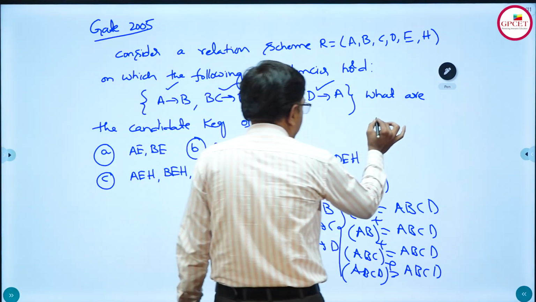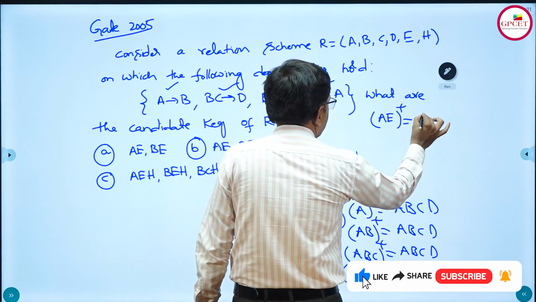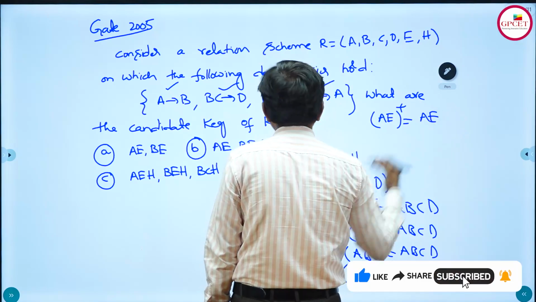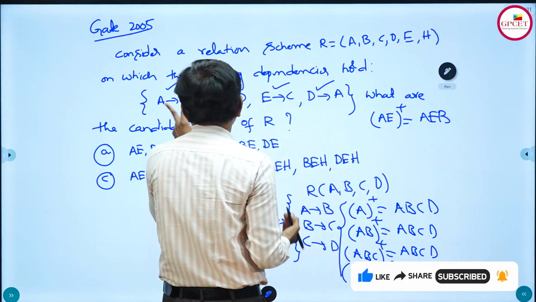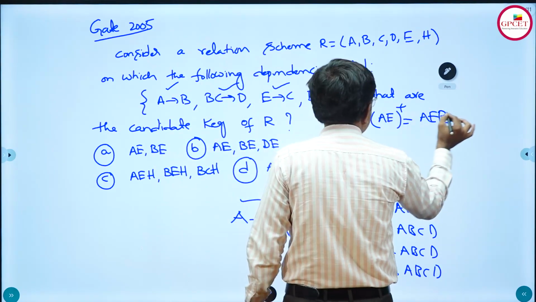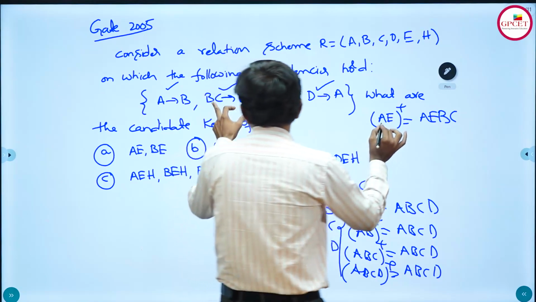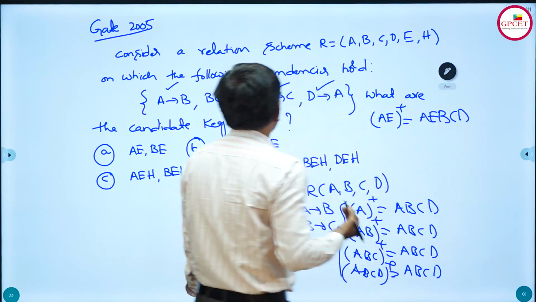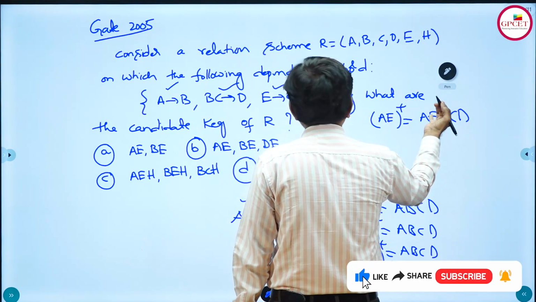What is AE closure? Simply we can write AE. What does A derive? B. Next, is there any E? What does E derive? C. And then the next one, BC. What does BC derive? D.